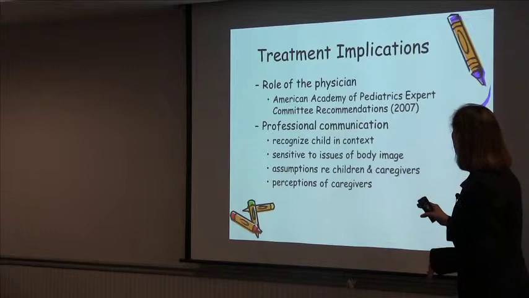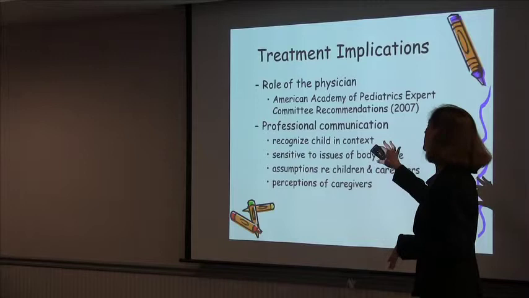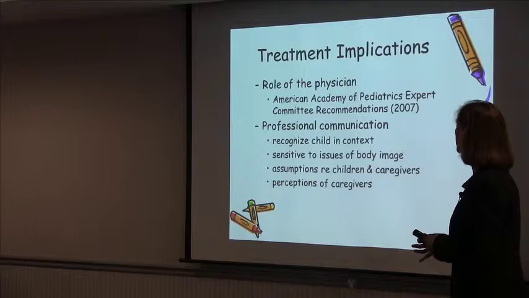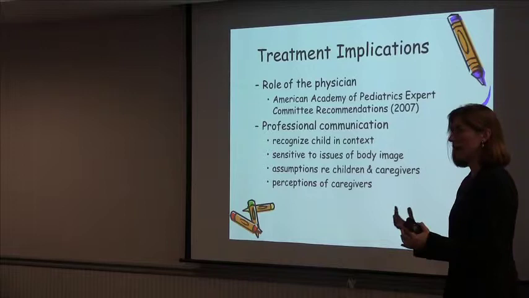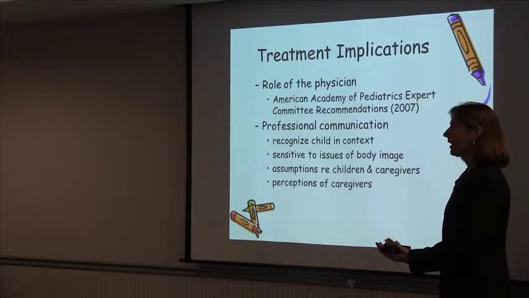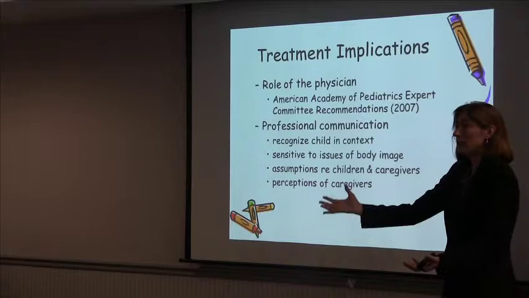So some treatment implications. I've included the role of the physician, but I think this is very well defined in the American Academy of Pediatrics Expert Committee recommendations. But going from these models, I think they tell us a lot about our professional communication. One is recognizing the child in context. When you see a child who has a weight problem, it may have nothing or something to do with what the child is doing. You have to look at the child's family, peers, school, and community.